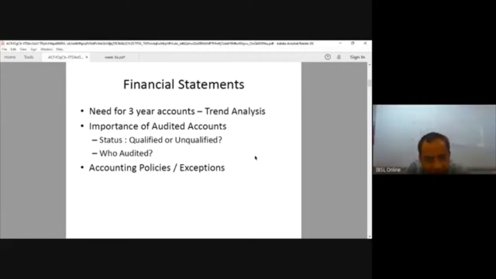So that's about qualified opinion or unqualified opinion, right? The opinion of an auditor should always be unqualified. And then you will look at the accounting policies, what is adopted, whether it is in line, and what the exceptions are, and all that will also be there in the financial accounts.